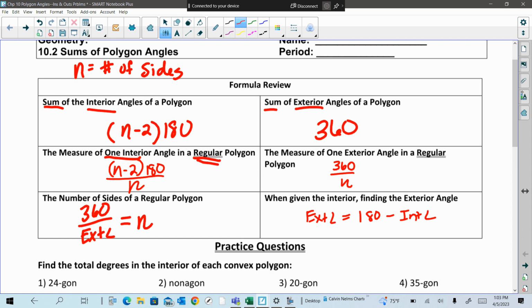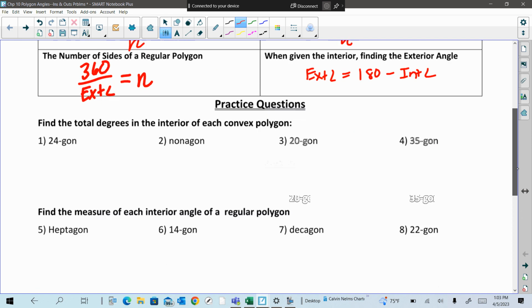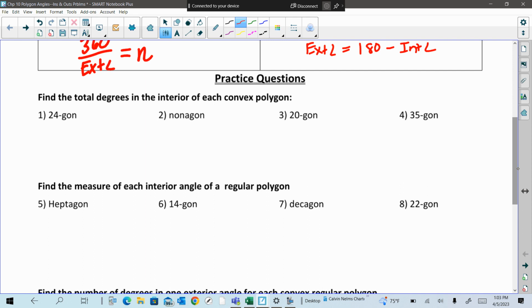So on the first section, on our first practice questions, it says find the total degrees in the interior of each convex polygon. So the key word is total degrees. That means which formula would we have to use? Because what's another word for total? Okay, so which formula are we going to use? Yeah, sum of the interior angles. We're using n minus 2 times 180.